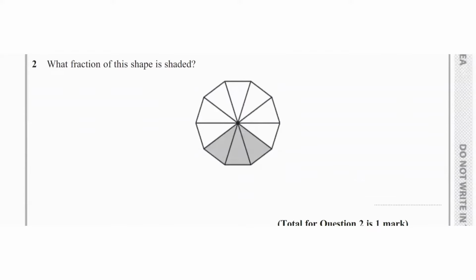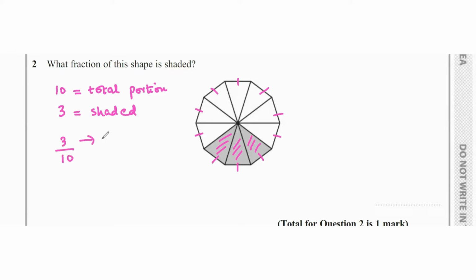What fraction of this shape is shaded? So let's count the total number of portions in this shape. We have 1, 2, 3, 4, 5, 6, 7, 8, 9, 10. 10 are the total portions. Out of 10, we can see that 1, 2, 3, 3 are shaded. So the fraction will be 3 over 10. The number of shaded divided by the total.